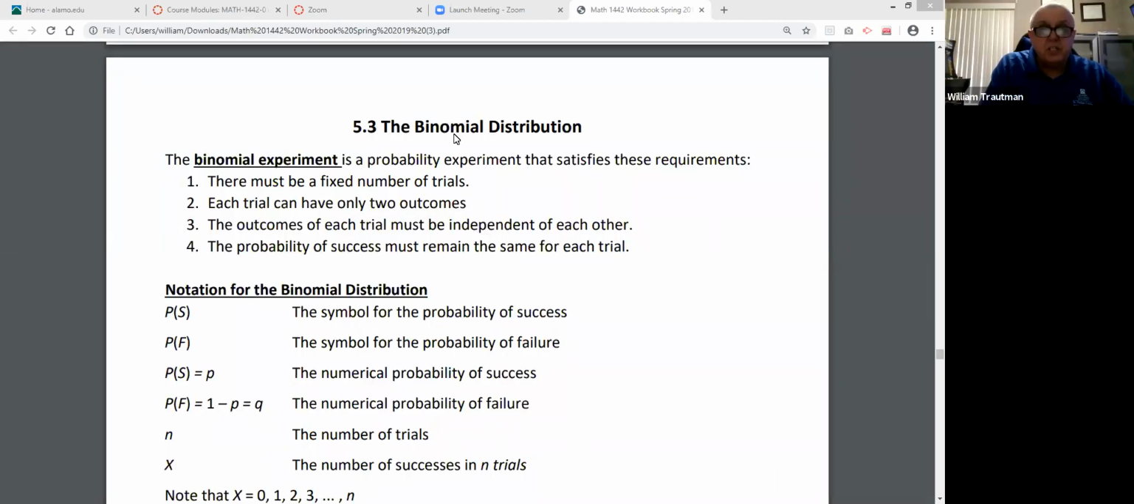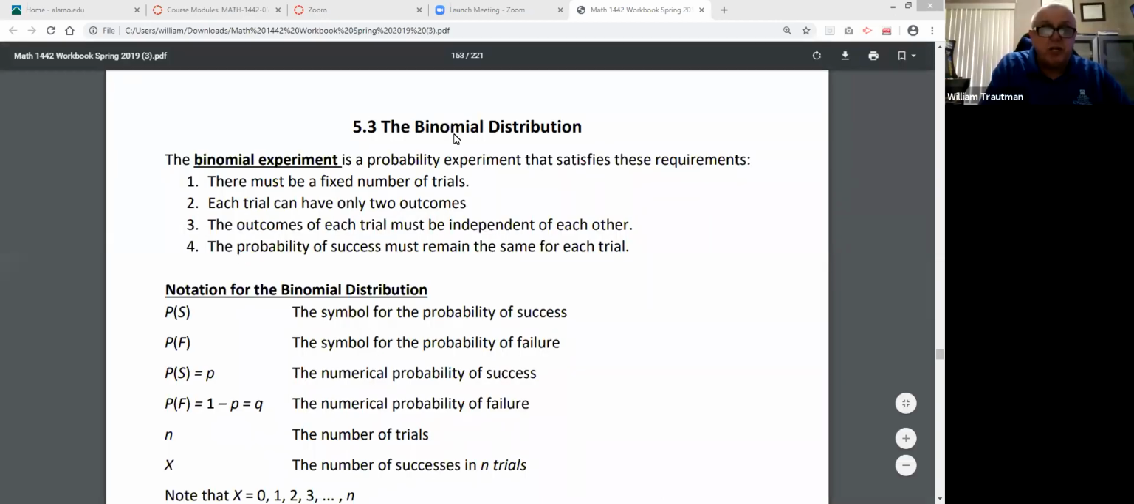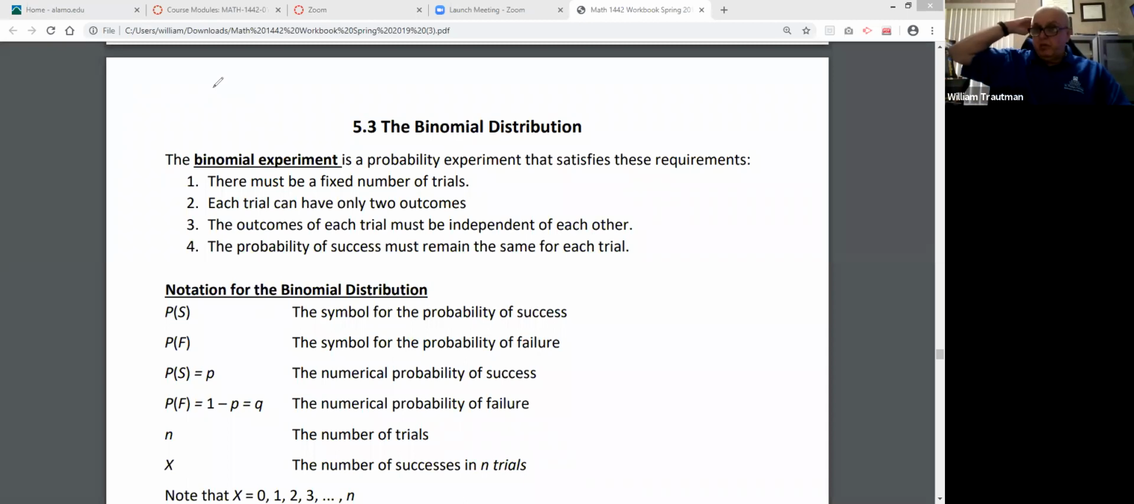All right, so this section is 5.3 binomial distribution. And once again, in the module for this section, I think it's module 10, I already have a video on binomial distribution. As soon as we're done here, I would go look at it and practice it on your calculator also. But we're also going to do that here. Binomial distribution.